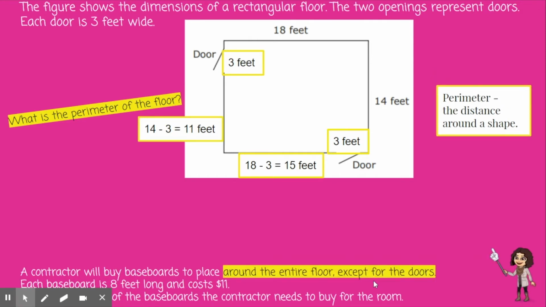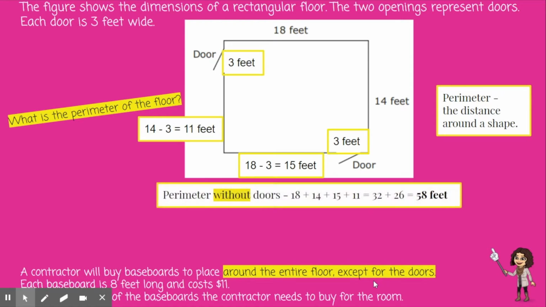However, in thinking about the task, it asked about the baseboards, to place around the entire floor except for the doors. So what we need to do is find the perimeter without the doors. So then what we would be adding is 18 plus 14 plus 15 plus 11. So to do that, we have already added 18 plus 14, and we know that that is 32.